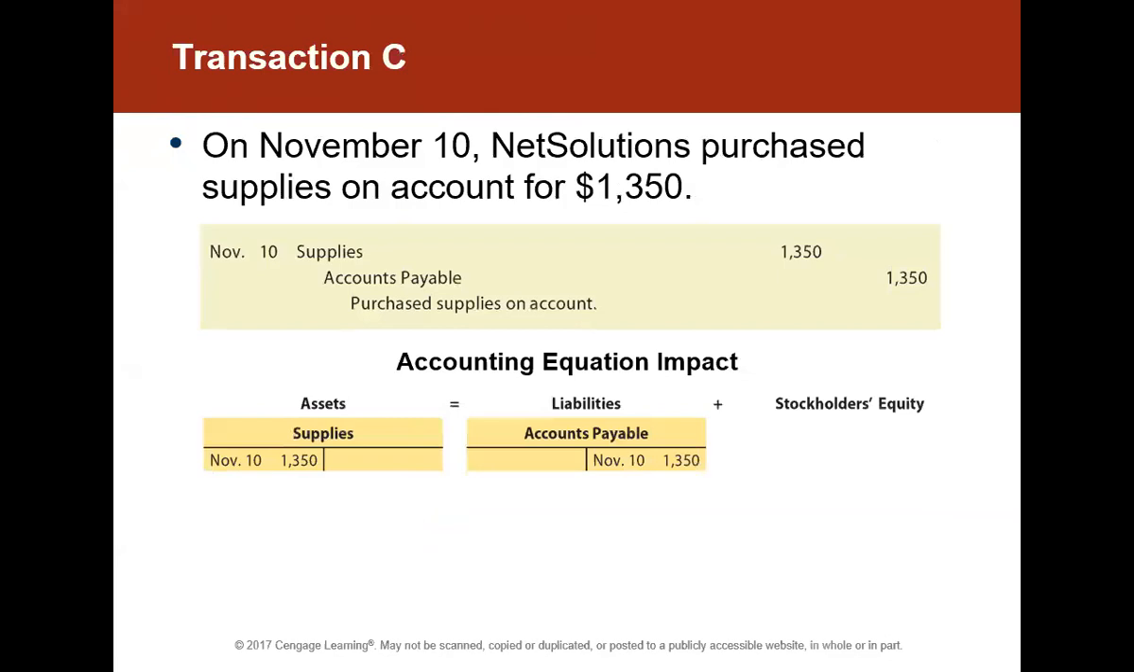On November 10th, Net Solutions purchased supplies on account. Well, supplies is an asset, and it's increasing, so it's debited. Accounts payable is a liability, and what we owe is increasing, so it is credited. $13.50.